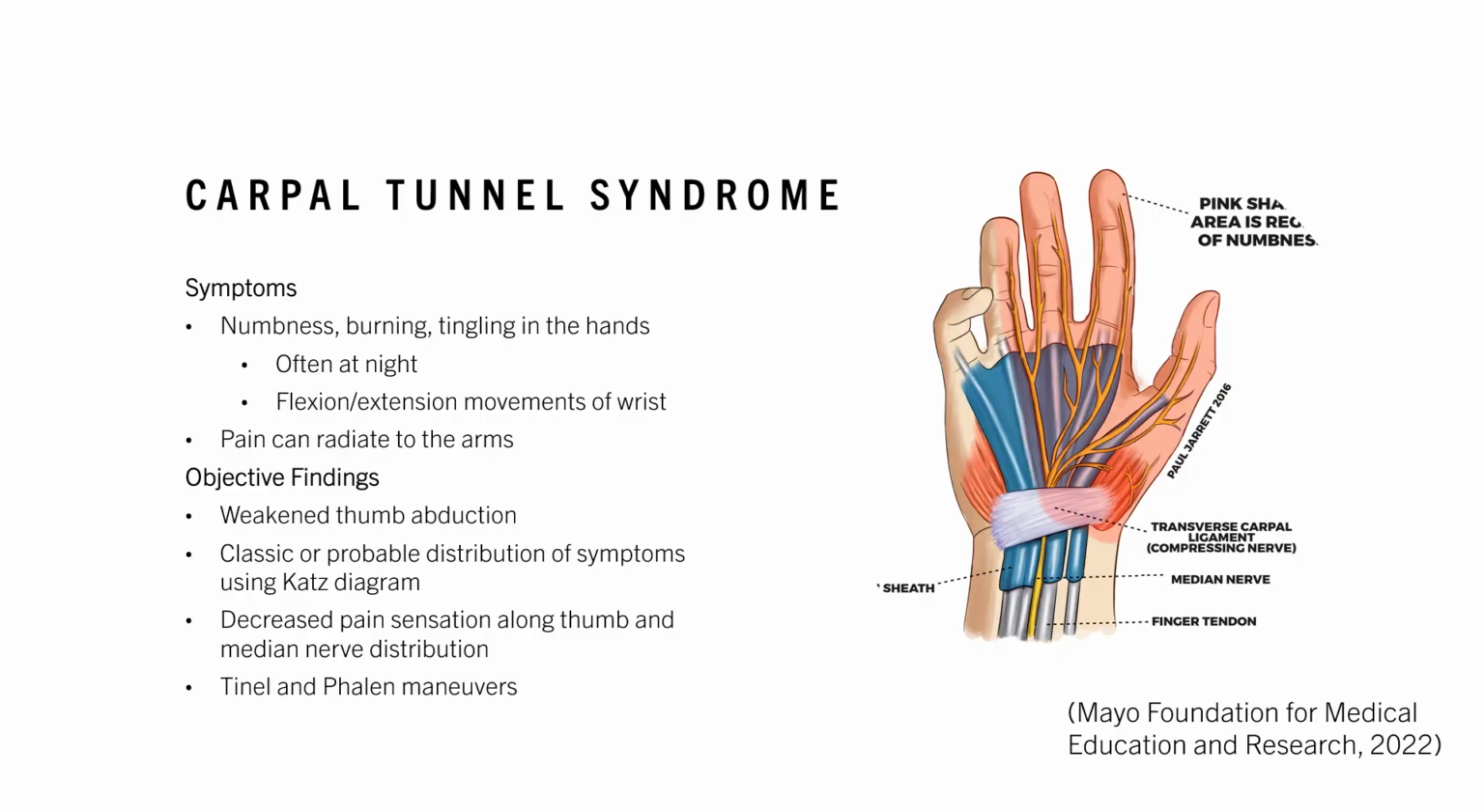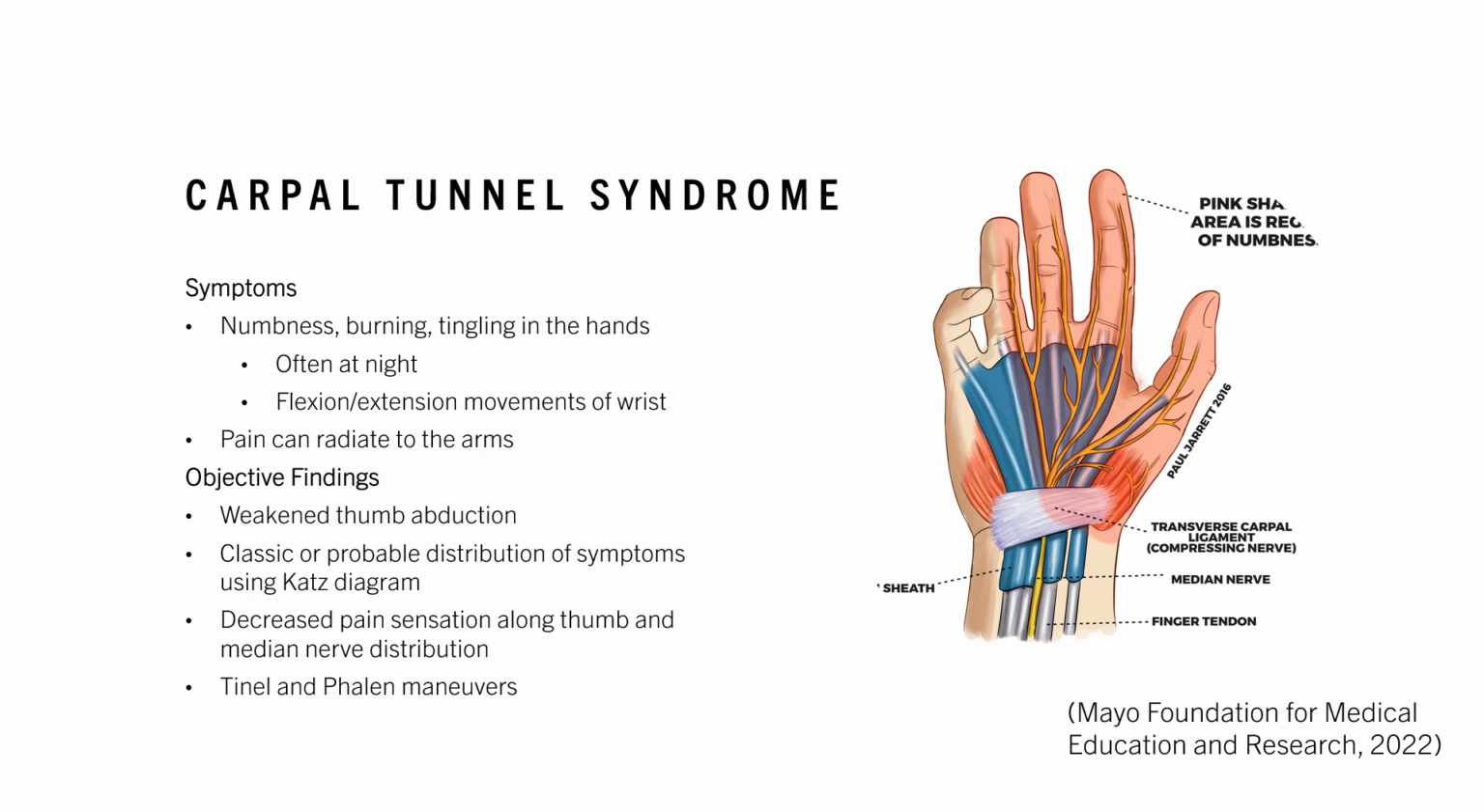So, symptoms of carpal tunnel include numbness, burning, and tingling in the hands or fingers, usually affecting the thumb, index, middle, or ring fingers. The sensation can travel from the wrist or radiate towards the arm. It often occurs at night or when the wrist is flexed or extended, like holding a phone, newspaper, or steering wheel. Objective findings that we see are weakened thumb abduction, classic or probable CTS findings, which we'll discuss later, decreased pain sensation along the thumb and median nerve distribution, and then positive Tinel or Phalen maneuvers, which we will discuss in the following slides.